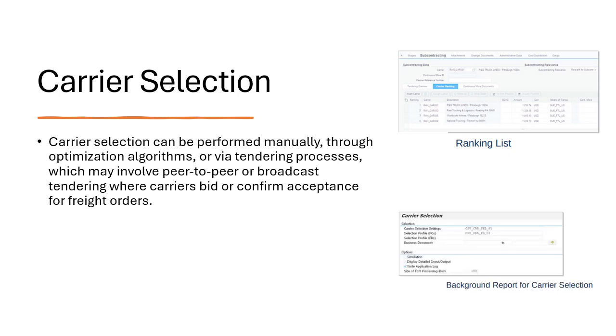And next image is the background report for carrier selection. This shows the report that is generated during background carrier selection. The report will have details on how selection is conducted and what criteria are considered. This process can be initiated through planning strategies or through scheduling background jobs. Automatically doing the selection while also considering the present constraints is very important here.